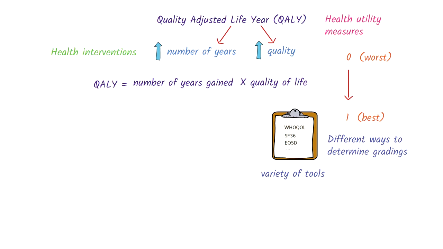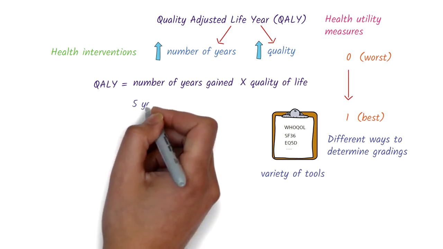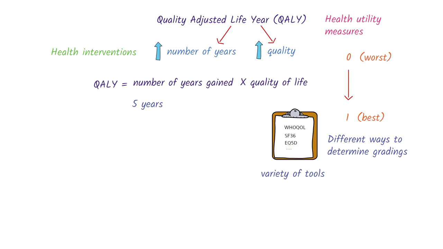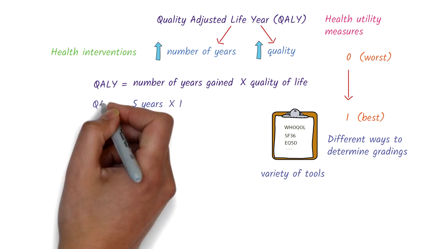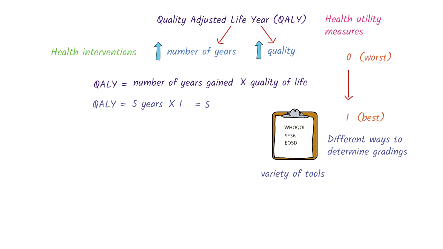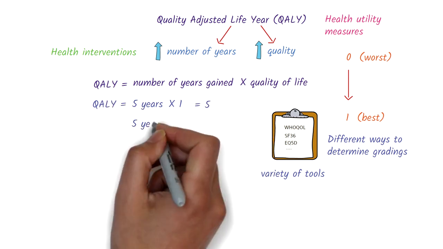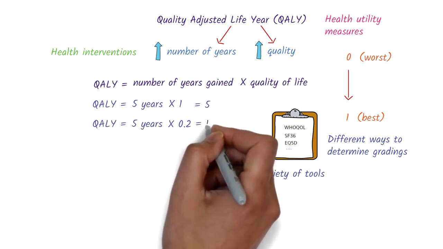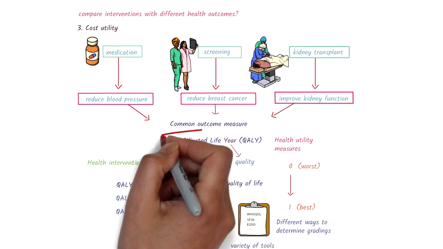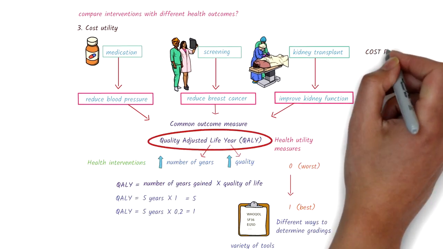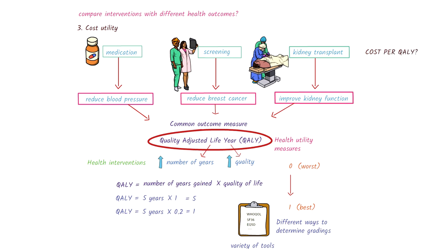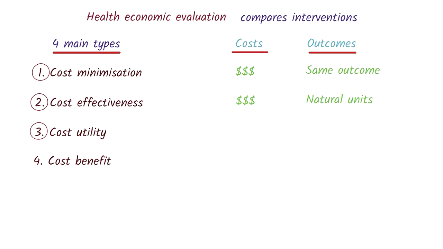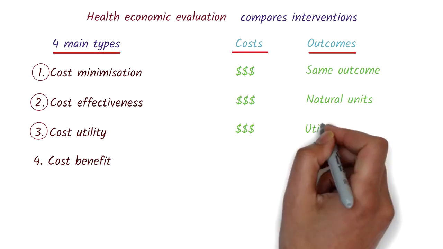Let's have a look at an example. If an intervention leads to a person living 5 years in perfect health, a health utility of 1, then the number of QALYs gained as a result of this intervention is 5. Similarly, if an intervention leads to a person living an extra 5 years, but with a quality of life of 0.2, then the QALYs gained as a result of that intervention is 1. Now that we have a common outcome measure, a QALY, we can compare the cost per QALY across different interventions. So, a cost-utility analysis compares the cost of a utility measure, such as a QALY, for different interventions.